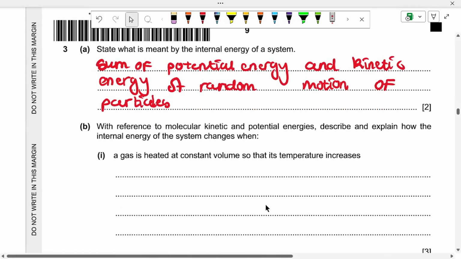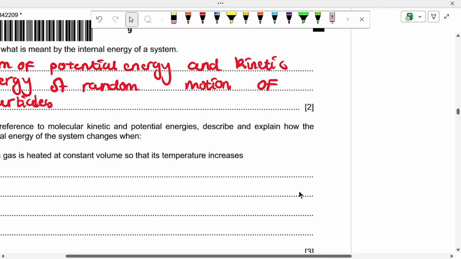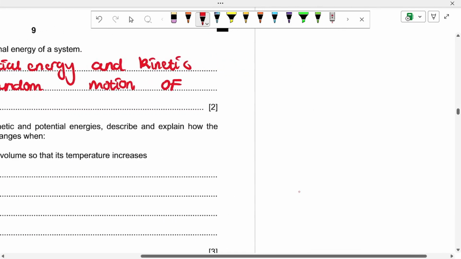So now I've been told, with reference to molecular kinetic energy and potential energy, describe and explain how the internal energy of the system changes when a gas is heated at constant volume so that its temperature increases. Okay, so guys, I want you to understand something here. You've been given restrictions. Very important. You've been told that U is equal to EK plus EP. You add the kinetic energy, you add the potential energy, and you get your internal energy.